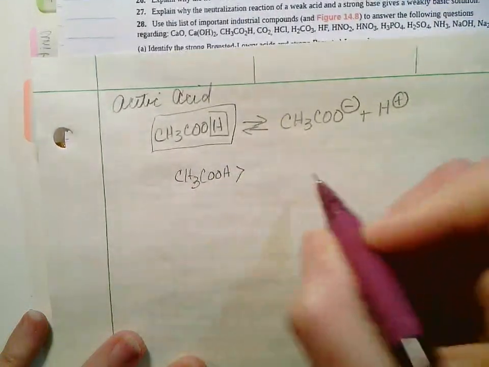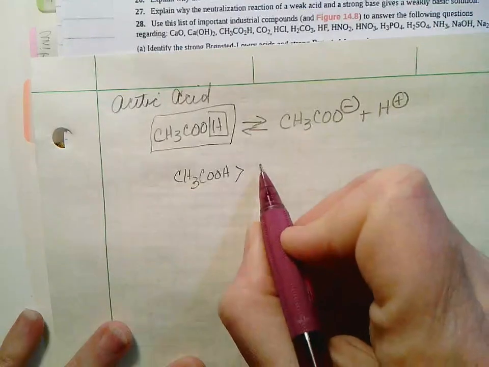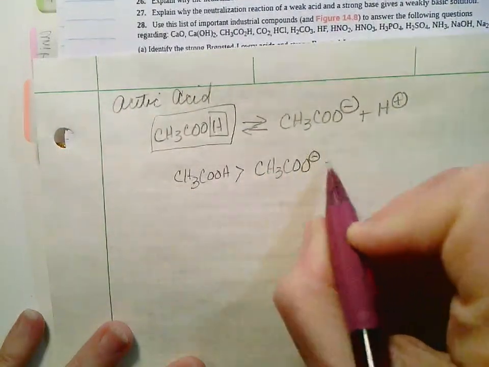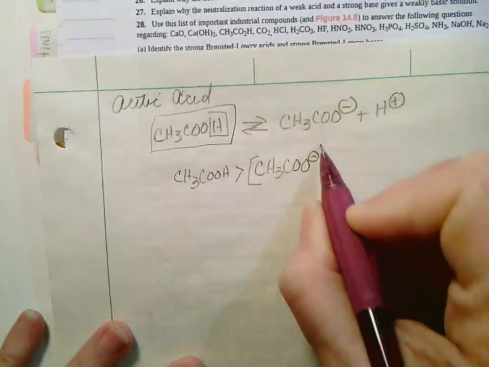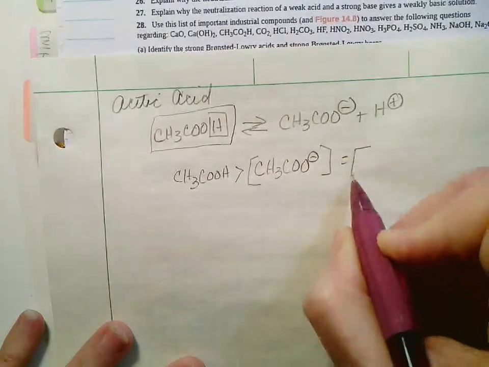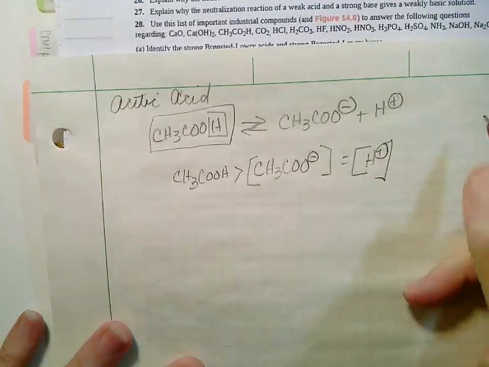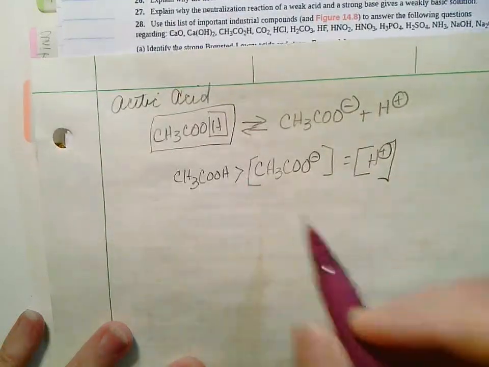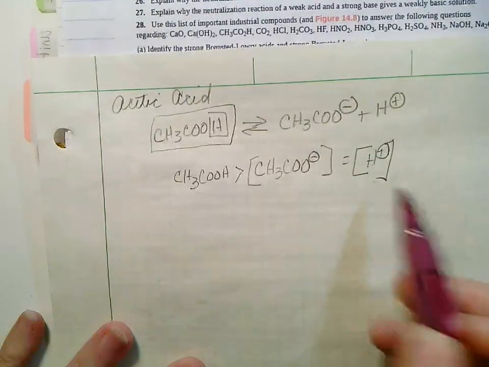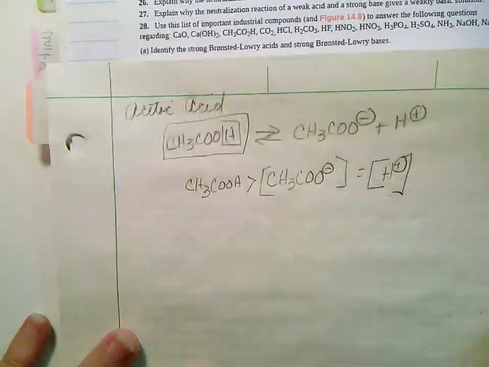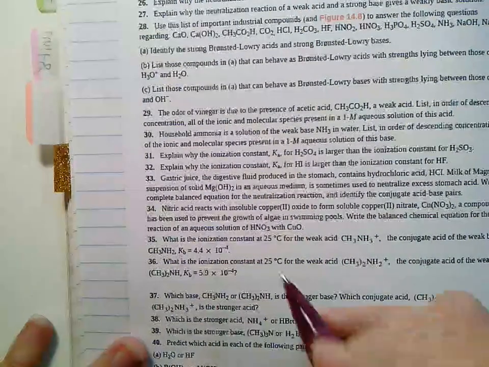And its concentration now is going to be greater than the acetate anion concentration, which would be equal to the hydrogen ion concentration. And both of those would be much smaller. In fact, only about 5% of acetic acid dissociates in water. Let's skip down to something else.